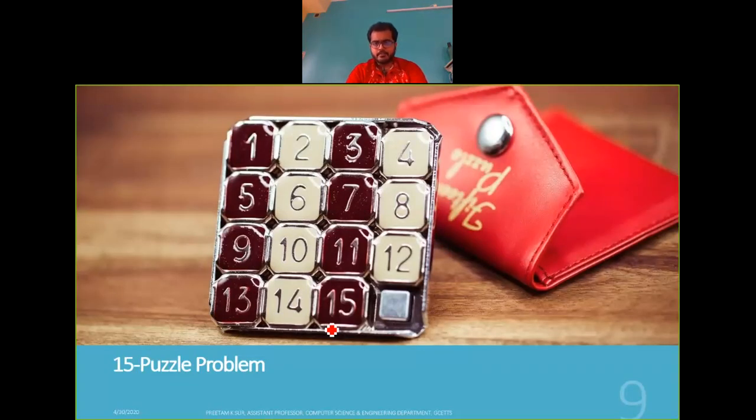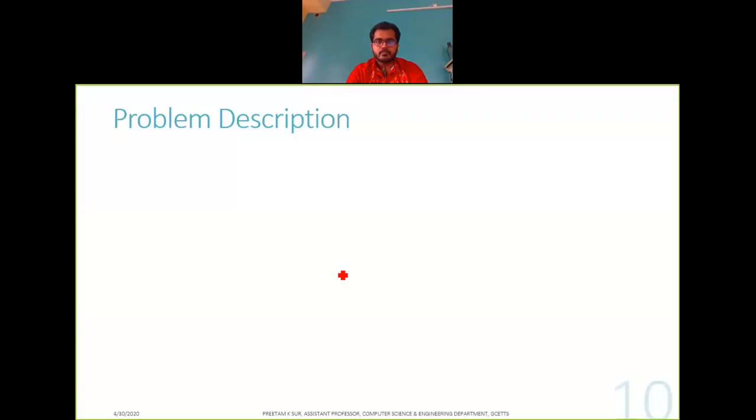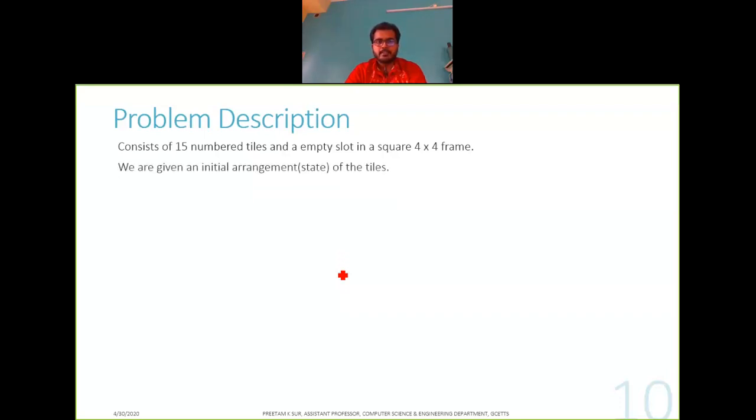So the next thing is, how can we solve it if we are given an initial problem state and we have to get into this answer state? How can you get into that? So let us formally give the problem description. It will consist of 15 tiles and an empty slot in a 4 cross 4 square frame, and we are given an initial arrangement of tiles. Initial arrangement means the problem state; it will be given to you.